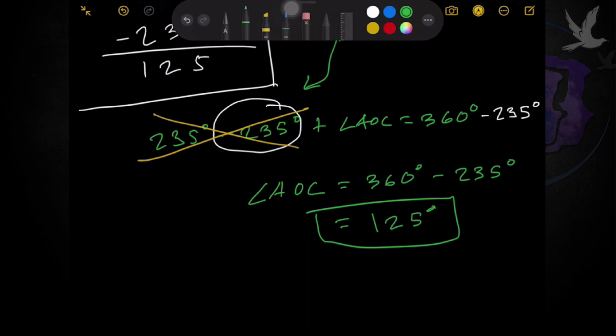So anyway, that is it. That is how you solve for the basic and algebraic method in solving for the missing angles along a full circle. Okay, so that's it.